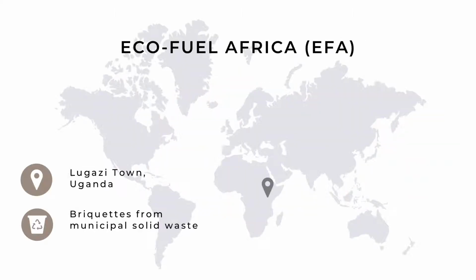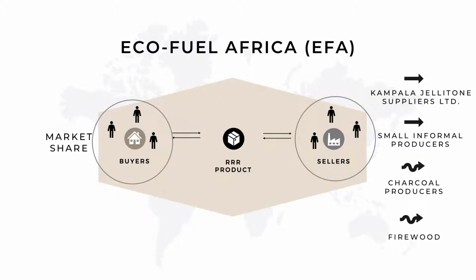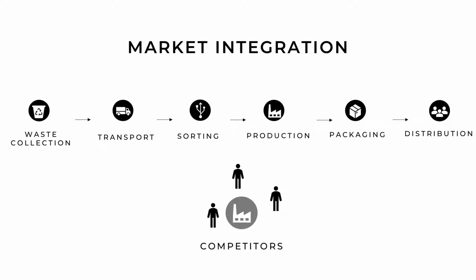EcoFuel Africa, EFA, from Uganda, is a business that converts farm and municipal waste into briquettes and biochar fertilizer. In their case, market competition is relatively moderate. There's a number of other direct competitors producing briquettes, such as Kampala Yellowtone Suppliers Limited, KJS, and a few smaller informal producers of briquettes, but that's it, right? So, few businesses, one with big shares and a few with smaller shares. Low competition. Another aspect of the market structure is the market integration. Now, this refers to whether businesses in the supply chain are managed by few or many players.